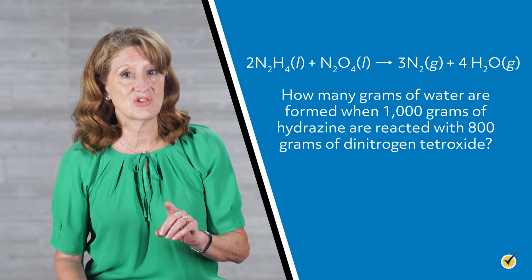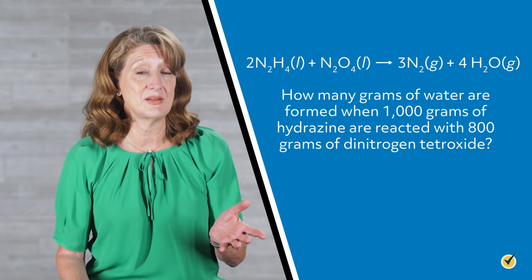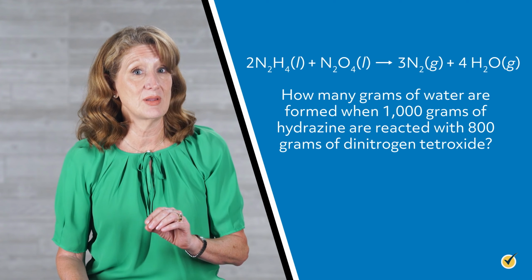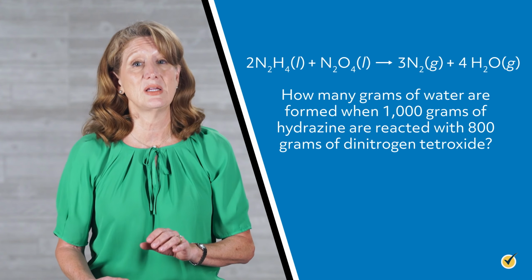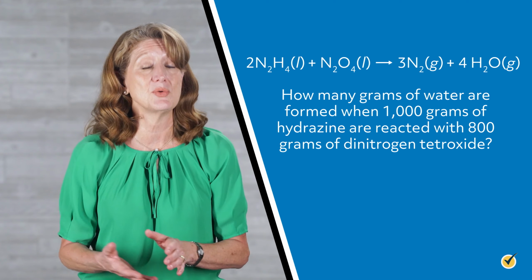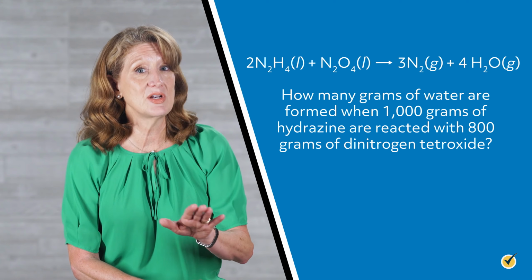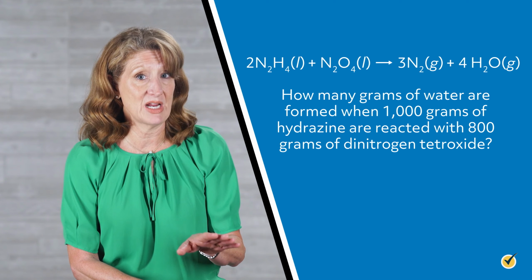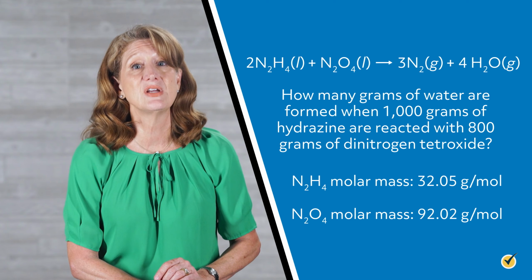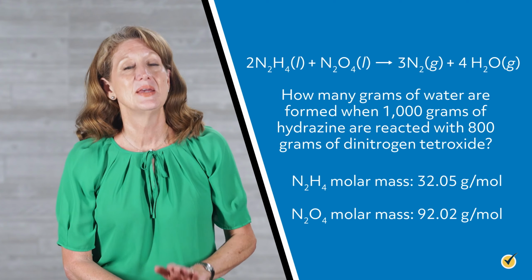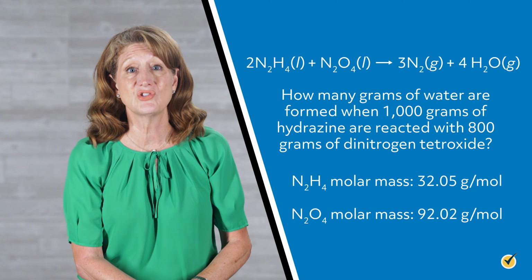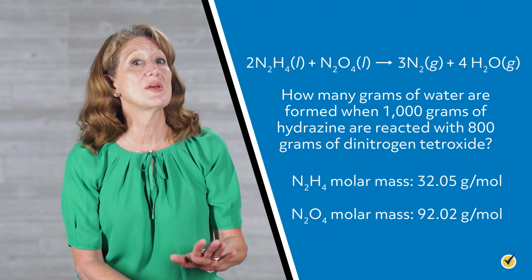First, check that the reaction is balanced. We can see that this one is. Next, it was not specified in the question that the reactants were added stoichiometrically, so we need to know how much water each reactant can, in theory, produce. To do this, calculate the number of moles of water you can make from 1,000 grams of hydrazine and 800 grams of dinitrogen tetroxide. Since this is a very similar process to what we just did with the propane combustion, pause the video and try this out on your own.